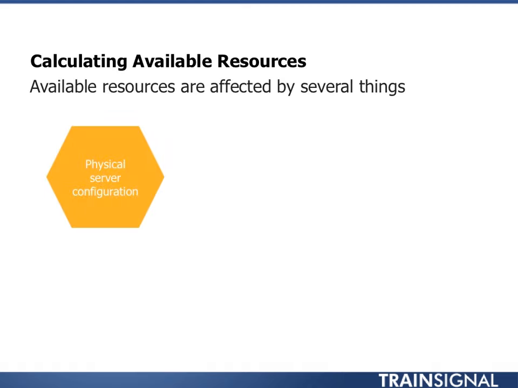So, calculating available resources. This is a hit again out of the blueprint, so it's kind of vague, but I want to walk through this. First of all, there's the obvious physical server configuration. That's about the most you can give a VM, right? It's going to be hard to give it a terabyte of RAM if you only have 128 gig of memory in the server. It's not going to want to do that.